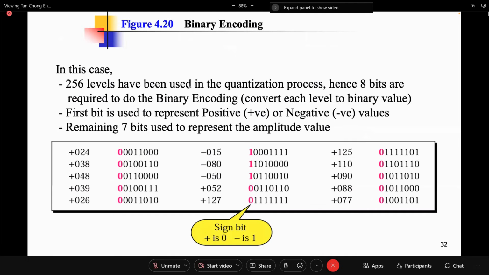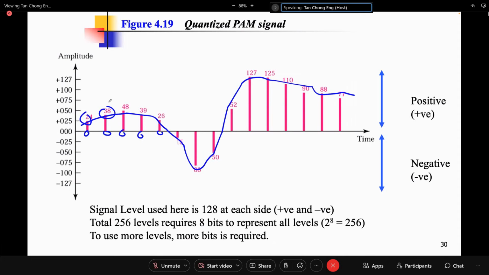Okay, and then when it comes to encoding, you need to encode them before you can actually send them. Right? So if 256 levels have been used in the quantization process, then you need 8 bits to do the binary encoding, to convert each level to a binary value. So this encoding converts the value here. This is plus 24. You can see the plus 24 here compared to this one. See? This is the plus 24.